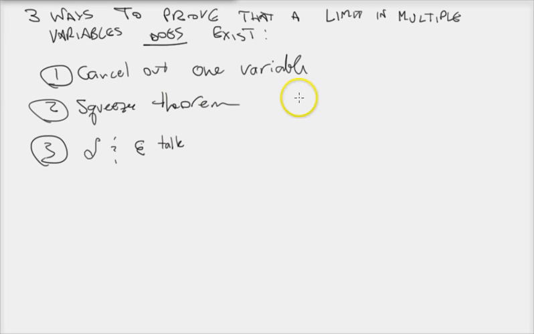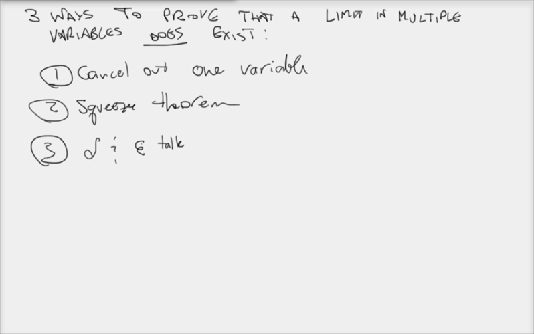So first off, this is the real simple one, kind of the most obvious. If you have a limit and you can cancel out one of the variables and make it a limit in one variable, do that, because that's going to be your best bet. And really, if you can cancel out one of the variables, that means that the limit isn't actually a limit in multiple variables. There's just kind of this pseudo variable floating around that you can cancel out. And so most of the time in this course, that won't be the case. I wouldn't recommend trying to force anything out of an equation that you won't be able to cancel a variable out of.